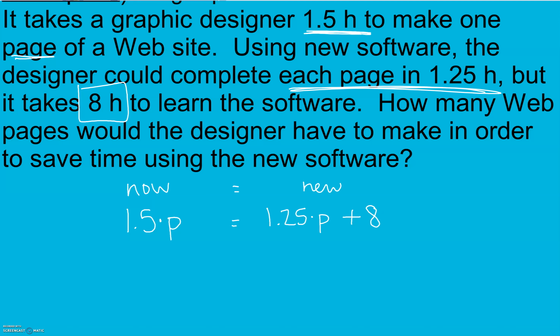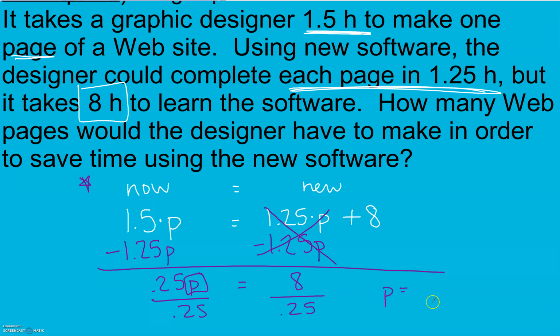So here, I'm going to move all my variables to one side. Since the only thing I have on the left is my variable, I'm going to move to the left with my variables. Also, my 1.25 is smaller. So anything minus itself gives me 0. Here I get 0.25p equals 8. p is being multiplied, so we get rid of it by dividing. And I get 32. So 32 pages is when it's going to be even.